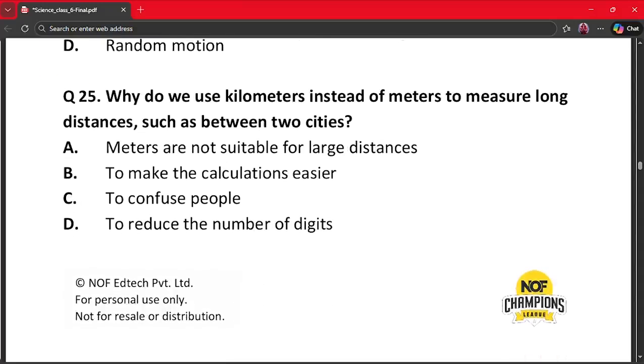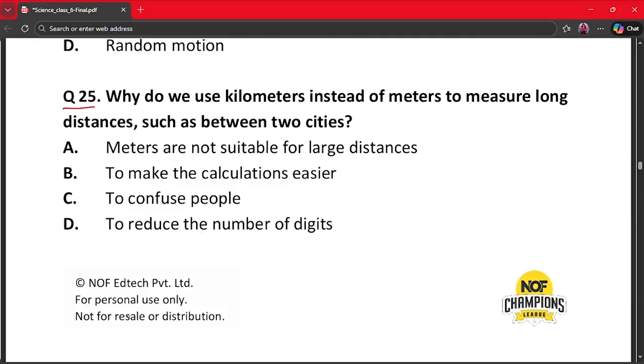Our next question is question number 25. Why do we use kilometers instead of meters to measure long distances, such as between two cities? So A. Meters are not suitable for large distances. B. To make the calculations easier. C. To confuse people. And D. To reduce the number of digits.